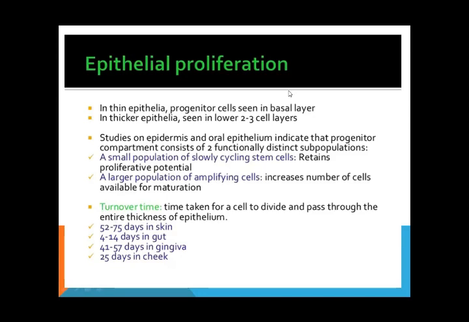Turnover time is the time taken for a cell to divide and pass through the entire thickness of the epithelium: 50 to 75 days in skin, 4 to 14 days in gut, 41 to 57 days in gingiva, and 25 days in cheek.